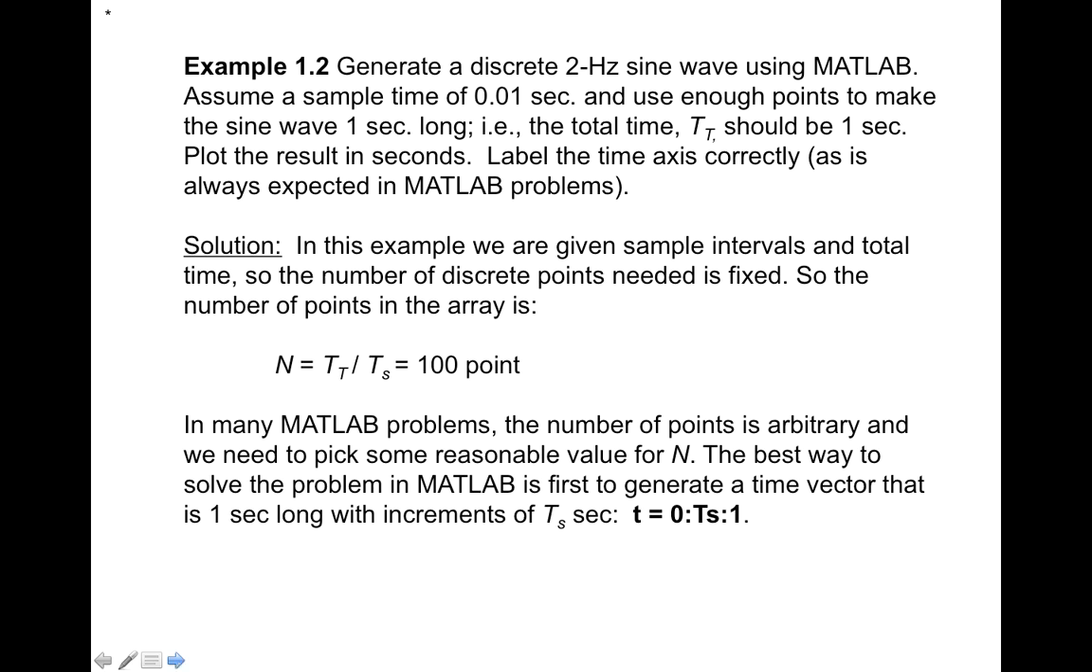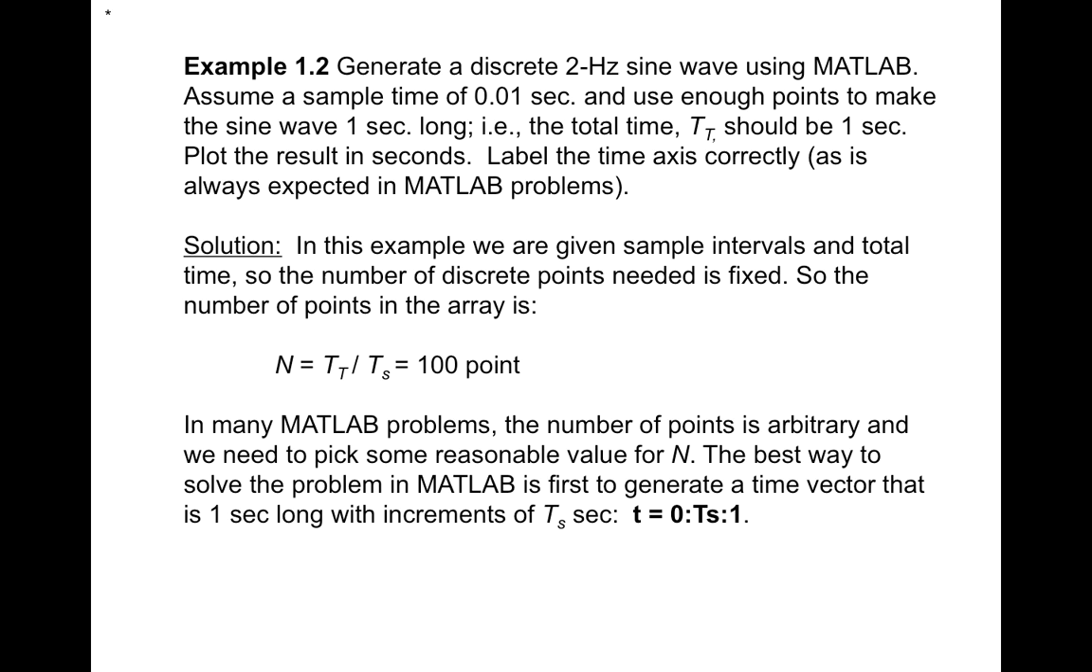So what's our sampling time? Our sampling time is 0.01. Our total time is 1. If we take our total time and divide by our sampling time, we get the number of points that we'll have in that array. In a lot of MATLAB problems, the number of points is arbitrary, and it's up to the user to define a reasonable number of points.